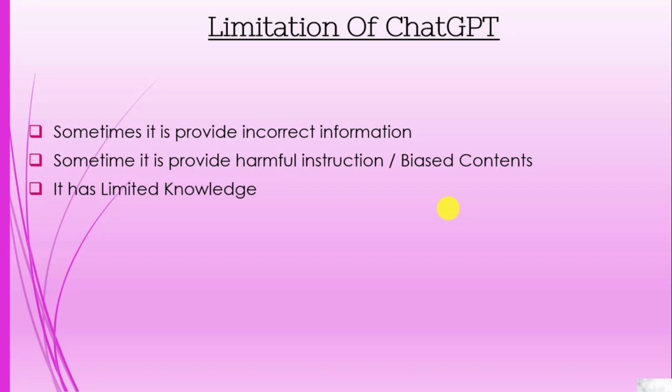The third one is that it has limited knowledge. It means that it only understands up to 2021. After 2021, it does not contain that information. For example, if you ask for the population in 2023, it will not answer for you because the knowledge is limited up to 2021. So this is the third limitation of ChatGPT.